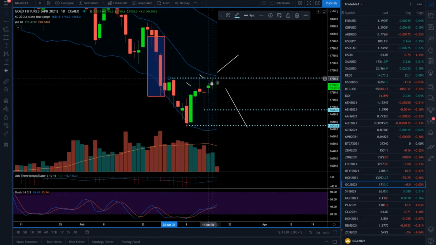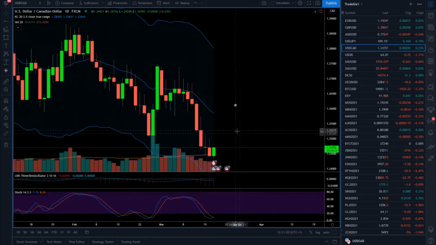So make sure to mark this 1740 level as an important reference point, and then watch for this downside move, which I expect to develop in the next days. So that is the one update on the gold. Nothing literally changed from yesterday, and I still expect the downside movement on the gold.